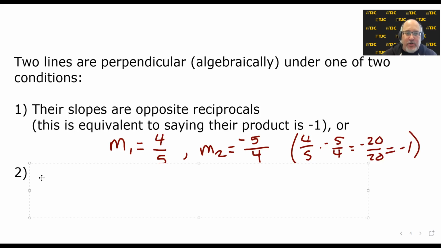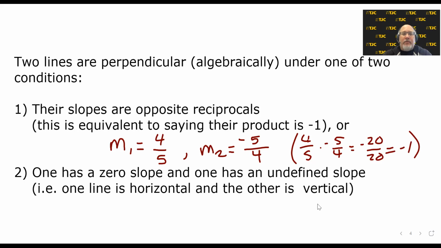Now, there is one exception. The exception is when one doesn't have a slope at all. If that's the case, that means it's a vertical line, and perpendicular to vertical is horizontal, and a horizontal line has a slope of 0. So if their slopes are not opposite reciprocals, that means one has a 0 slope and one has an undefined slope, meaning one line is horizontal and the other is vertical.